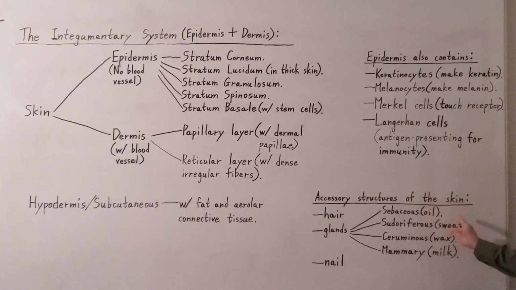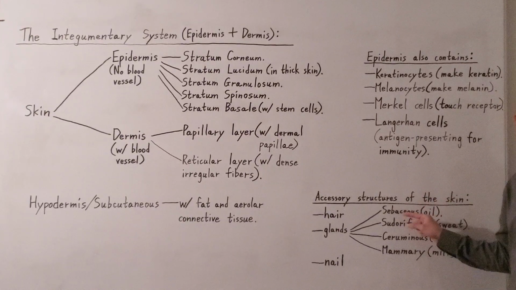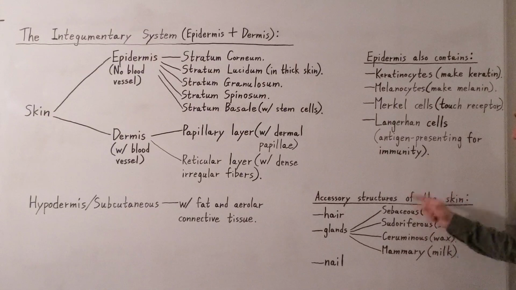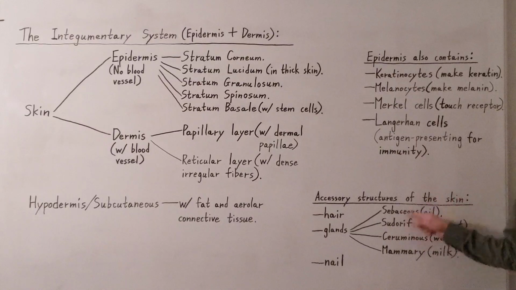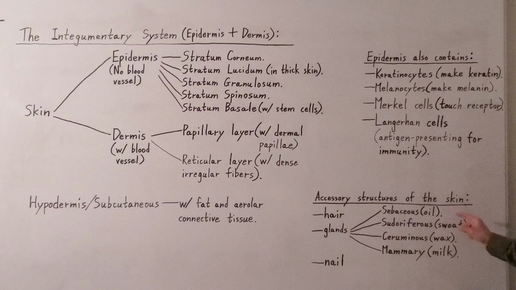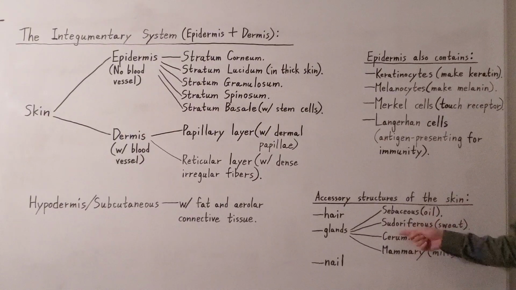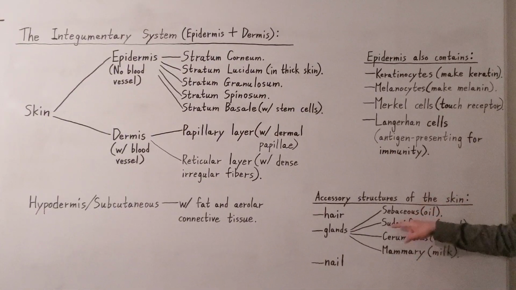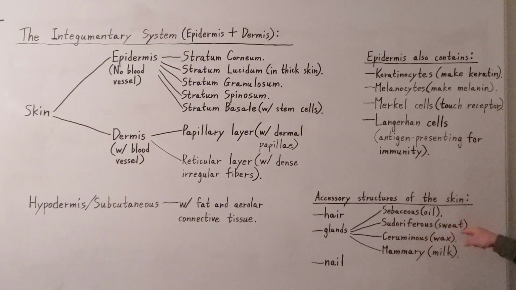The sebaceous gland makes oil, and the word sebaceous means oil. So how can we remember that the sebaceous gland makes oil? We can remember it as sunbathing in oil. That way we can remember that the sebaceous gland is for oil. Then we have sudoriferous glands that make sweat. The way we can remember that is to focus on the letters over here, the UDOR. The UDOR sounds like odor. So sweat has odor, so we can remember that the sudoriferous gland makes sweat.